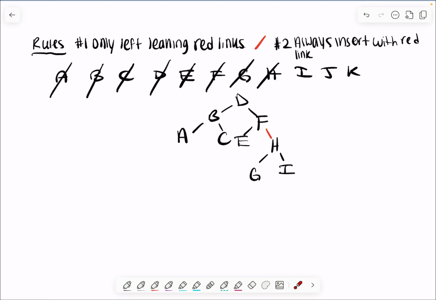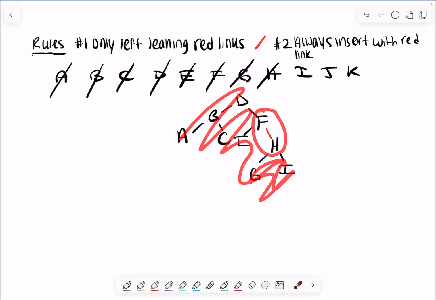I can't make it black because I can't recolor because I don't have a triangle with both red sides. So I'm only left with the other two transformations I can do, which are rotations. So again, I only focus on this world. I literally pretend I don't even see this. Like, I really don't see this. How can I get this to be a left-leaning link?